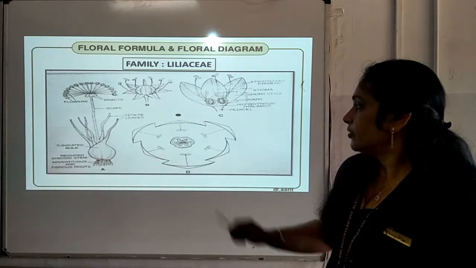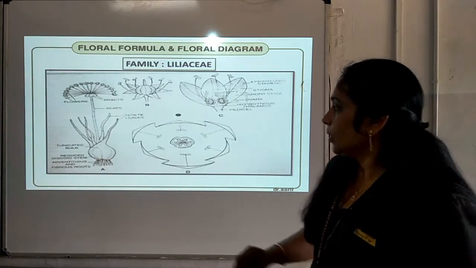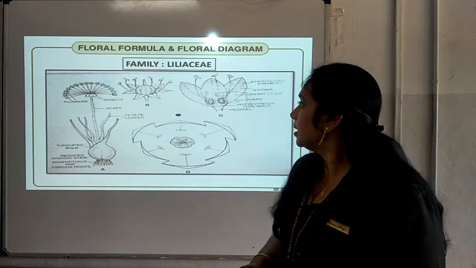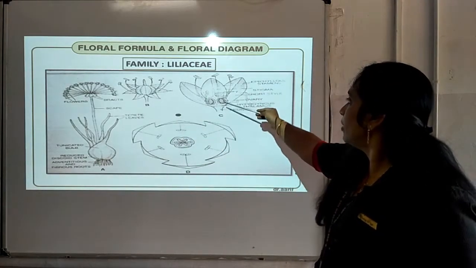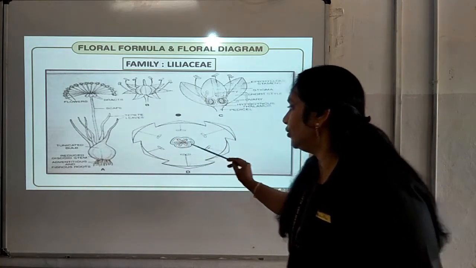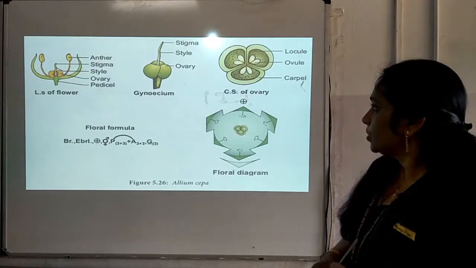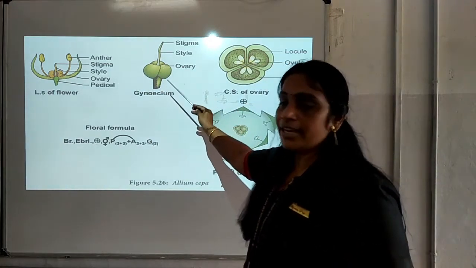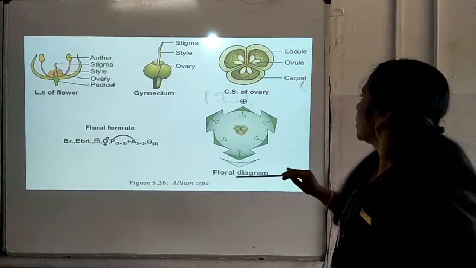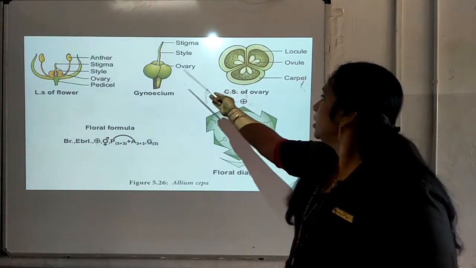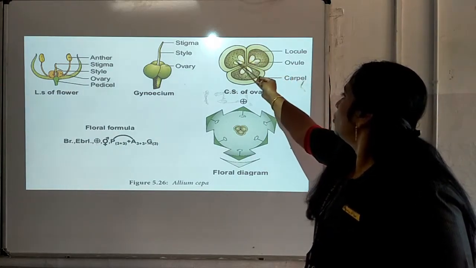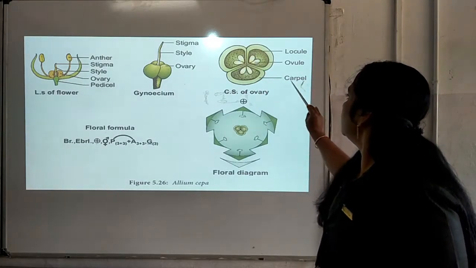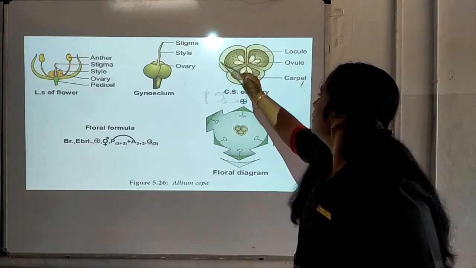You can see the figure. This figure is shown in your textbook also. Here you can see onion and garlic are examples of the Liliaceae family, isn't it? You can see the LS of the flower, anther, stigma, style, ovary and pedicel shown there. In the gynoecium, stigma, style and ovary are present. In the CS of the ovary you can see the locules, 1, 2, 3, trilocular or tricarpellary. Ovules you can see here, and these are the carpels 1, 2 and 3.